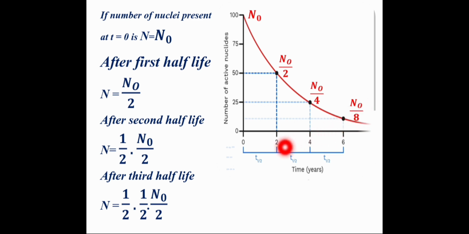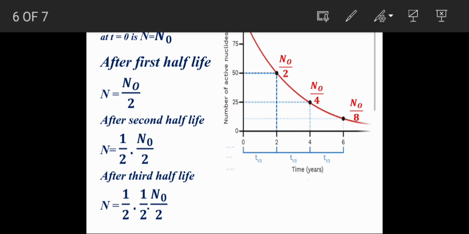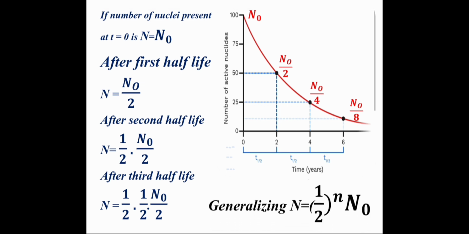In this way, we can generalize all these terms in a single term, that is, N equals (1 over 2) raised to the power n, into N0, where small n represents the number of half-lives. So this is the equation that we use to find how many radioactive atoms are left after each half-life.